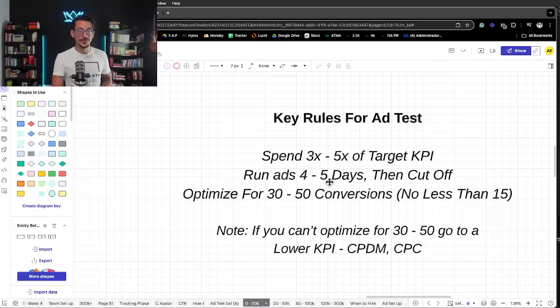You want to run the ads for at least 4 to 5 days. Then you turn it off depending on the CTR and cost per result. You want to optimize for at least 30 to 50 conversions. That's what I was saying.